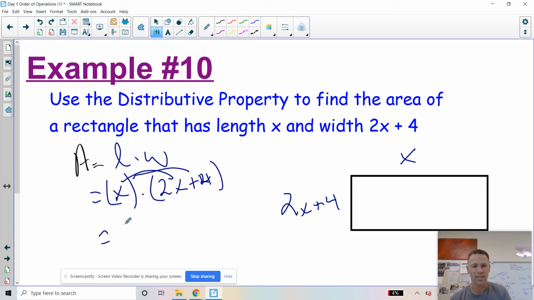So x times 2x gives me 2x squared. x times 4 gives me plus 4x. And that is as simple as I can go. This is my final answer.